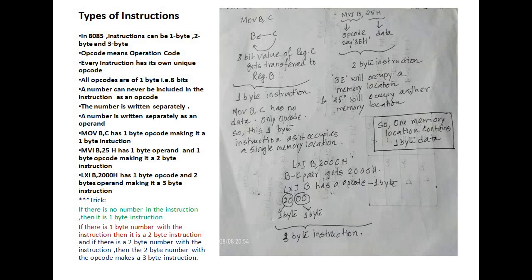There is an opcode for MVI B. Now a number can have so many options. MVI B has an opcode, but MVI B, 25H has no opcode. Understood? Otherwise there would be several opcodes: for MVI B, 25H there would be one opcode, for MVI B, 26H there would be another opcode. So MVI B, 25H cannot have an opcode. Only MVI B will have an opcode. Clear? So let us go to the next instruction, LXI B, 2000H.